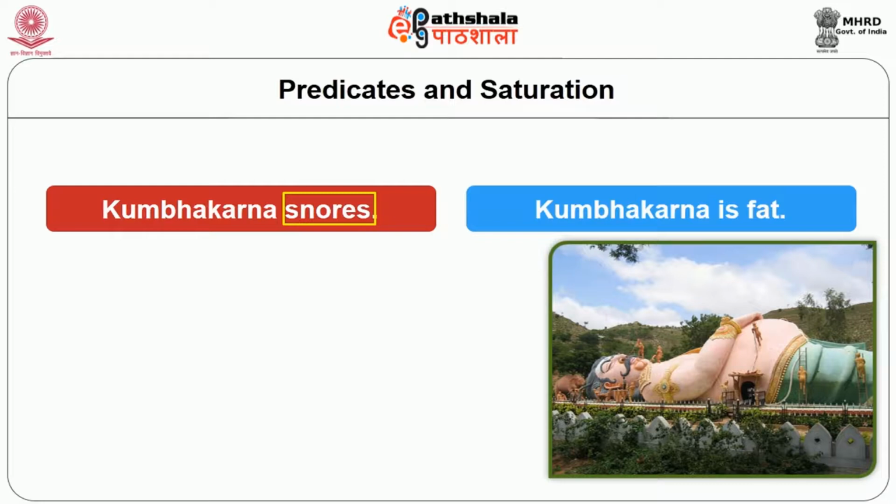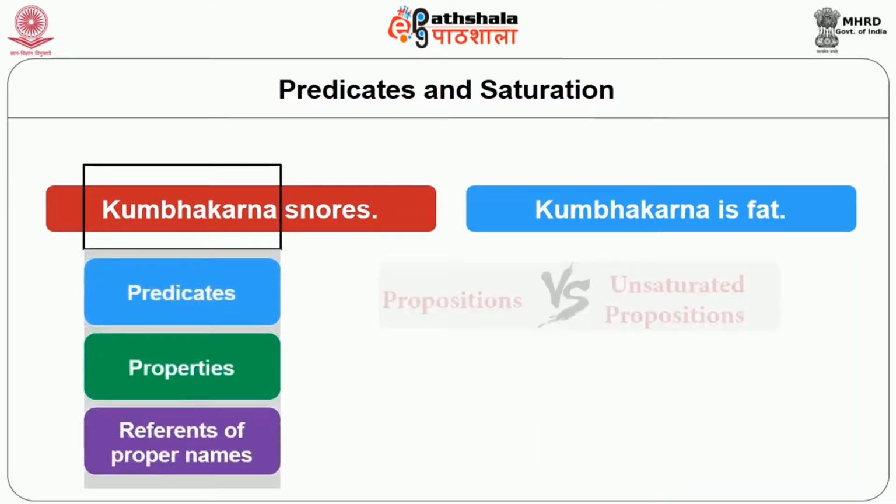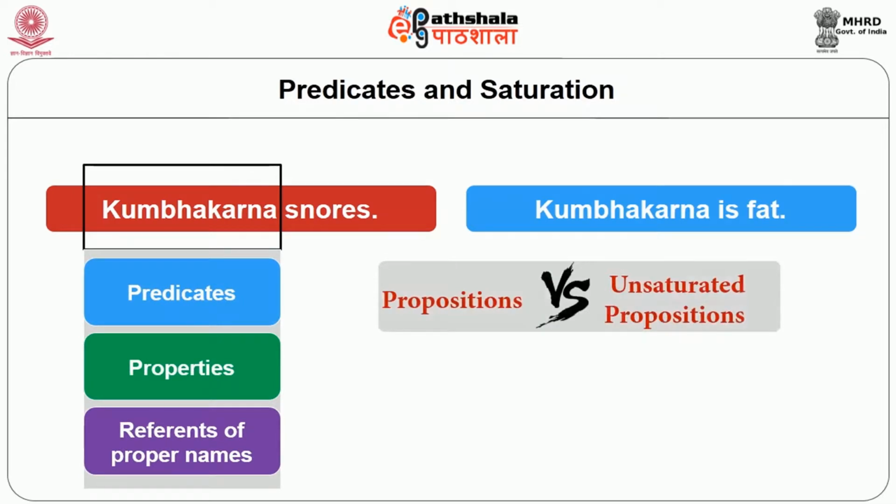We can get the meaning of snores by subtraction, removing Kumbhakarna from the proposition. We already know the meaning of the proposition is a set of possible worlds in which Kumbhakarna snores. The meaning of snores would then be an incomplete proposition with the subject missing. Technically, a predicate like snores is an unsaturated proposition, also called a property. The relation between a predicate and its subject is called predication. The phrase that saturates a predicate is the argument.